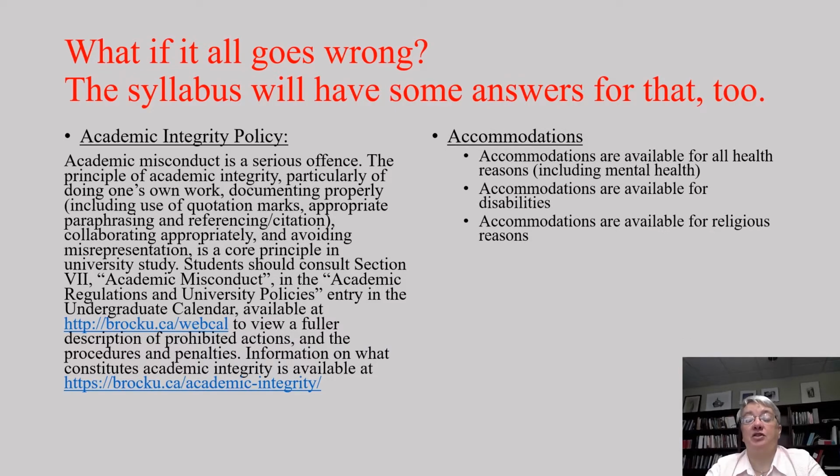There are accommodations available, because sometimes things just aren't set up for you. The accommodations are available for all health reasons, including mental health. There are accommodations available for disabilities, and accommodations available for religious reasons. Accommodation policies should be listed on the syllabus. There may be notes of other resources as well, such as supports in the case of harassment or sexual violence, if those happen to you or to someone you know. There will be tips about what to do.